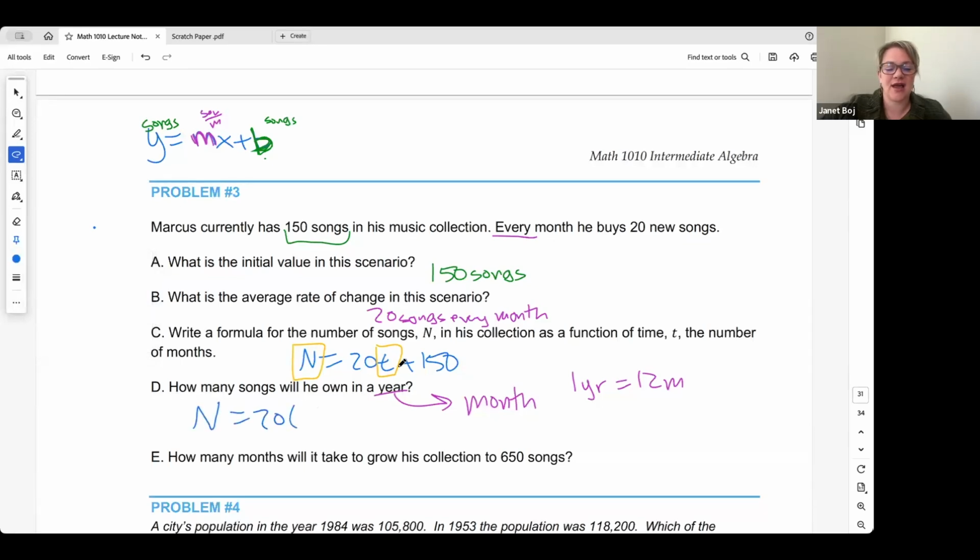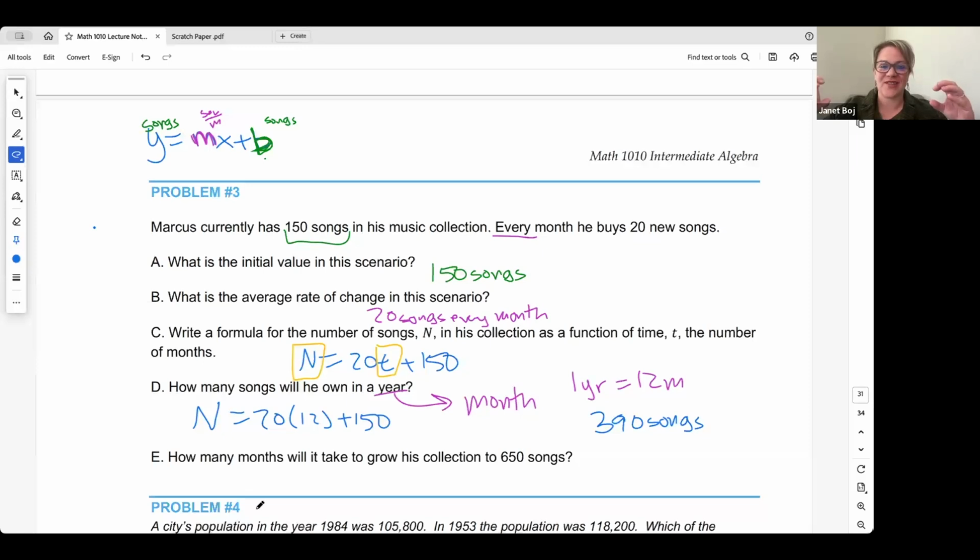How many songs n will be 20 times the time, 12 months, plus 150. So you grab your calculator. 20 times 12 is 240, and then you add the 150 to get 390. How many songs will you own in a year? 390 songs. So make sure you label that. 390 songs.